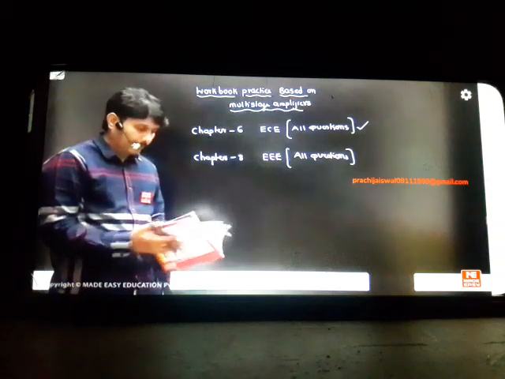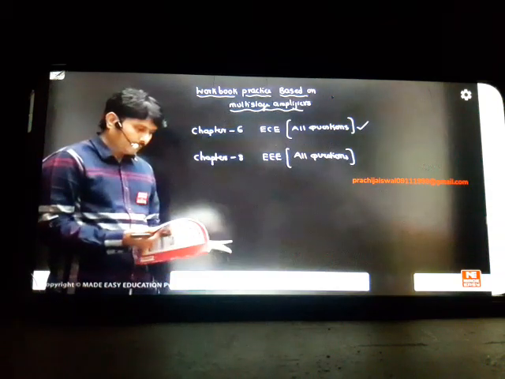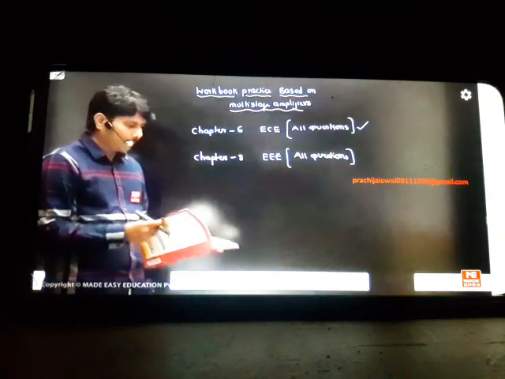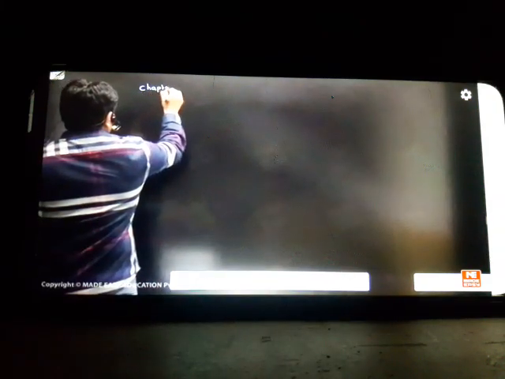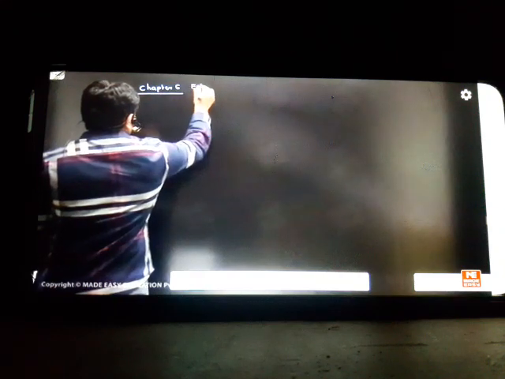We complete the EC book concepts in 1 hour. I hope you have studied all the questions, so you can solve these easily. Chapter number 6 in the EC book I'm doing: multi-stage amplifiers. First question. I think you know the answer for that.